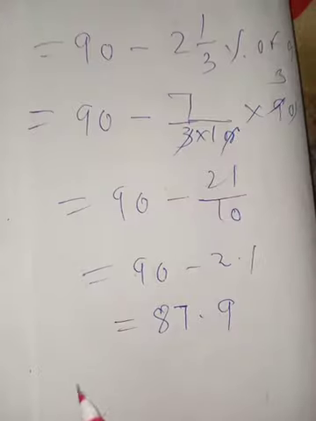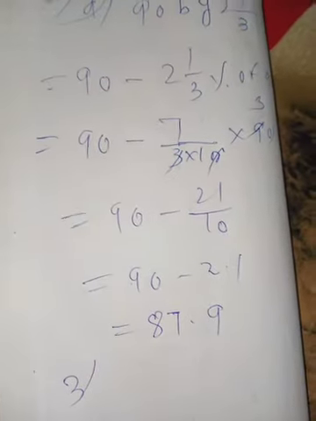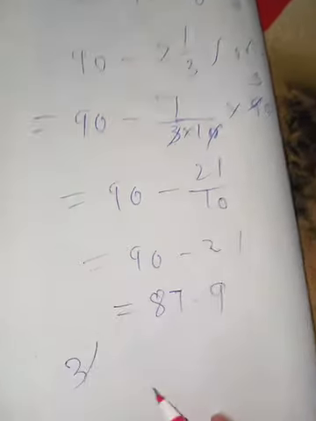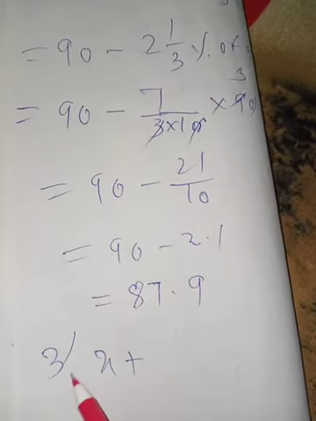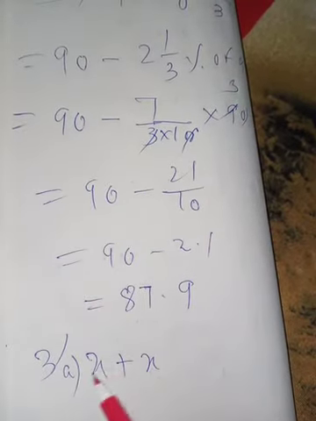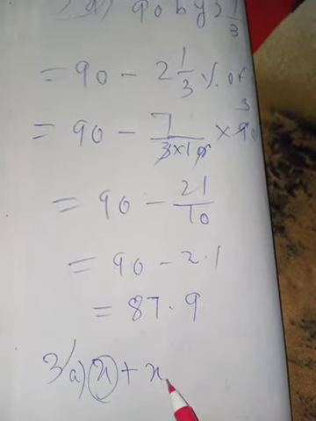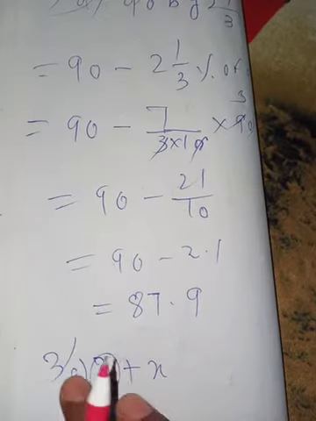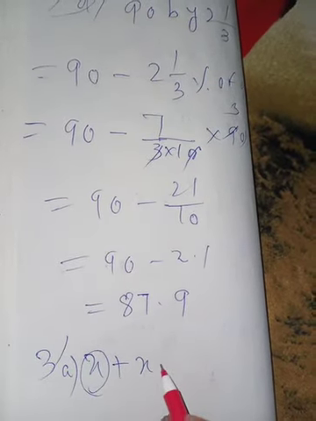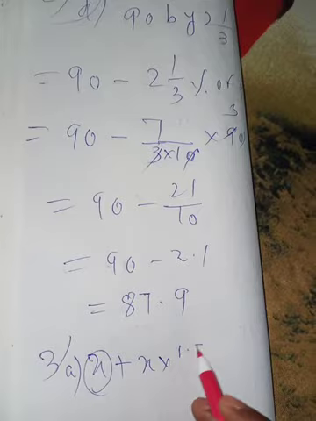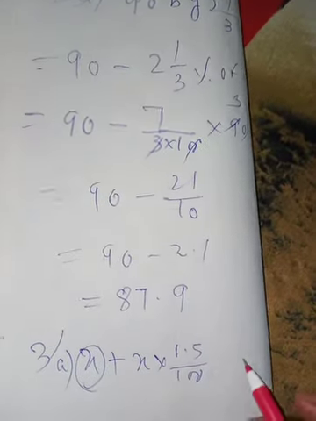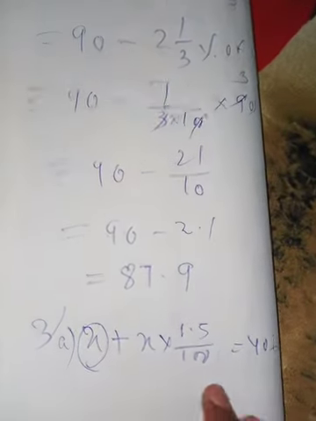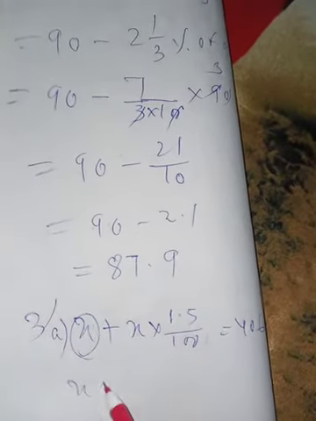Math number 3, it is said, find the number when increased by 1.5% becomes 406. That means a number is increased by 1.5%. I am assuming the number is x. I increase the number x by 1.5%. 1.5% means 1.5 by 100. And that becomes 406. That means that is equal to 406. So you have to find out the x.